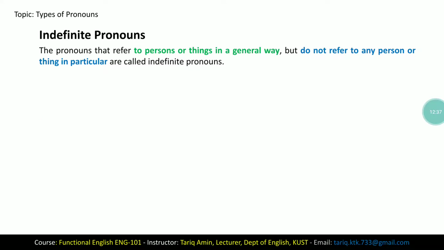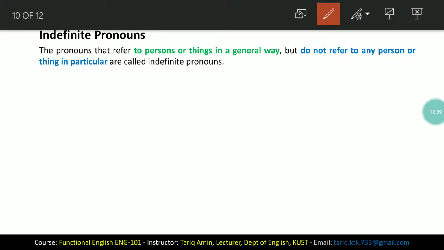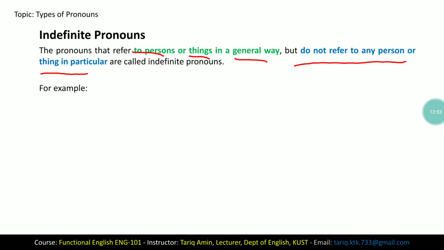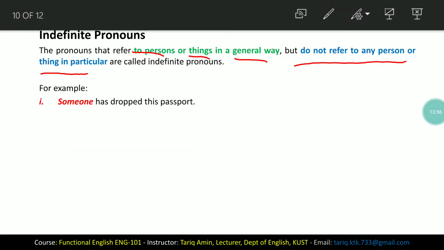What are indefinite pronouns? The pronouns that refer to persons or things in a general way, but do not refer to any person or thing in particular, are called indefinite pronouns. For example, someone has dropped this passport. In this example, someone is used as an indefinite pronoun because it does not refer to a particular person, but refers to people in general.